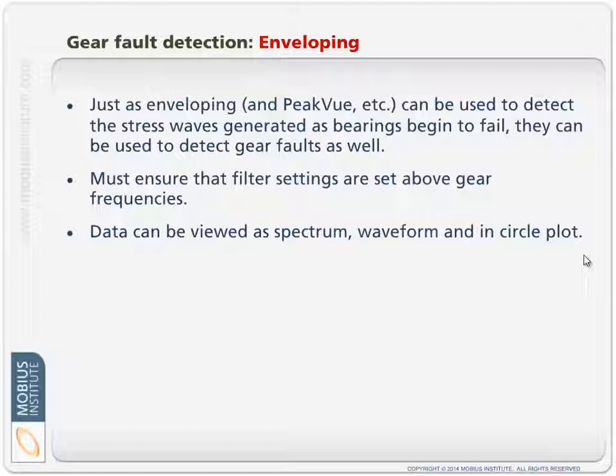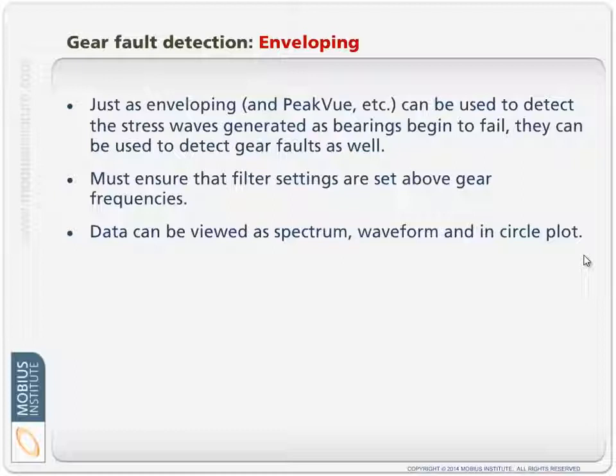We can use a demodulation technique, whether it's peak view or shock pulse or whatever. We're taking advantage of that factor. We're filtering out all that lower frequency, higher amplitude vibration. We go through an enveloping process which allows us to see that not only as a time waveform but as a spectrum.